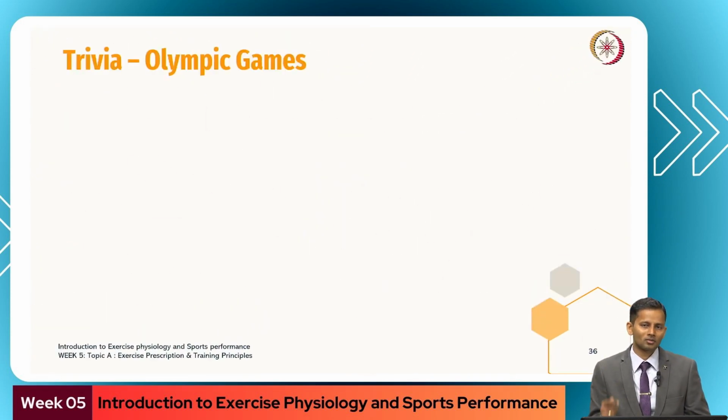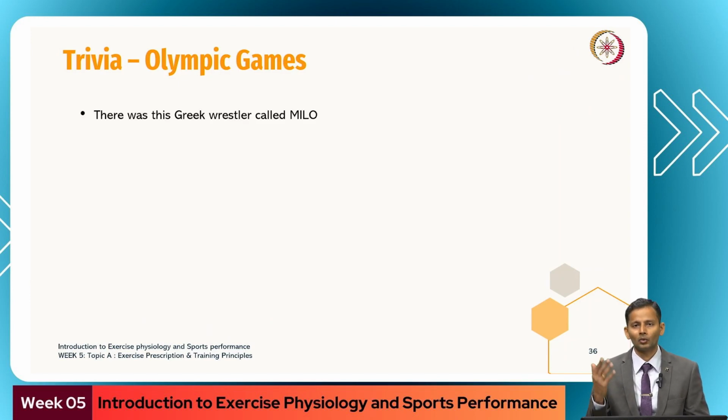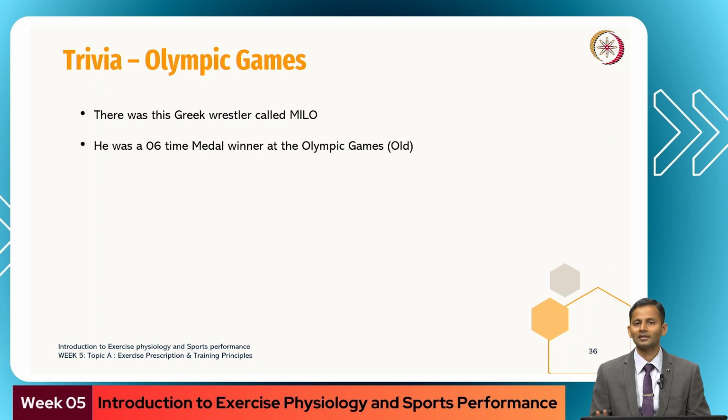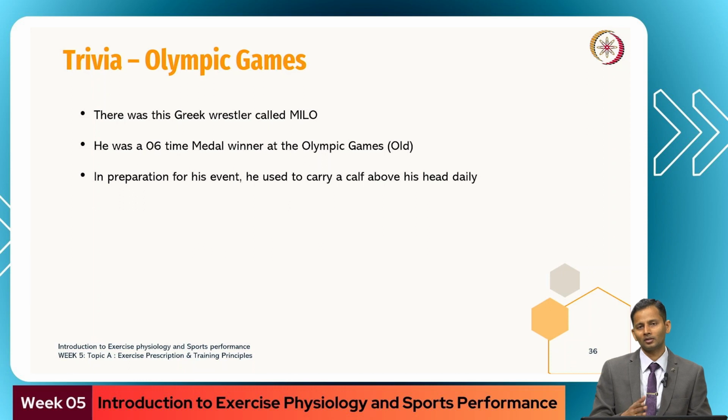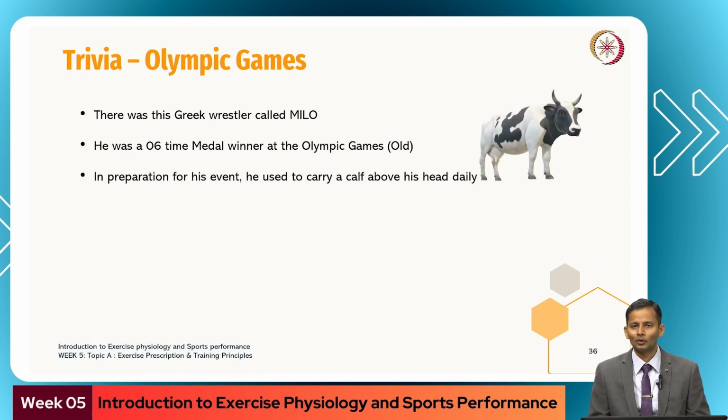So just a small trivia about the progressive overload. It's a very interesting thing. Wherein in the older times, when we had the Olympic games with the Greeks and the Romans participating, there was this Greek wrestler called Milo. So this guy was a 6-time medal winner at the old Olympic Games, and during the preparation for the event, he used to carry a calf on his head daily. So it was wonderful to know that the calf grew in size, right? But he was able to carry the calf every day.